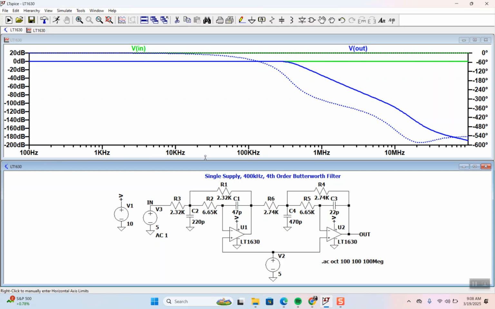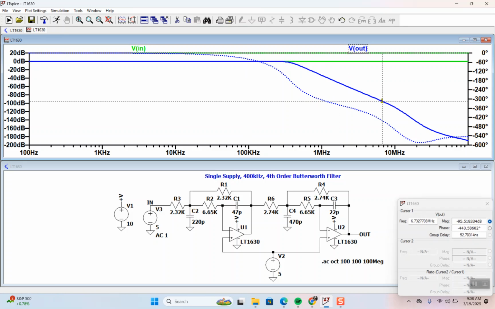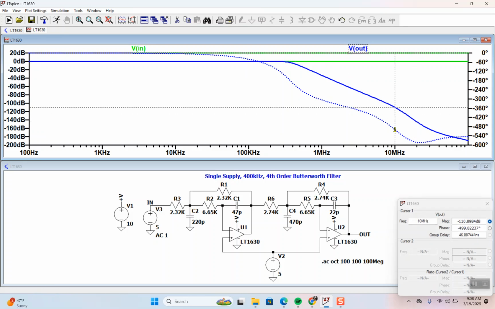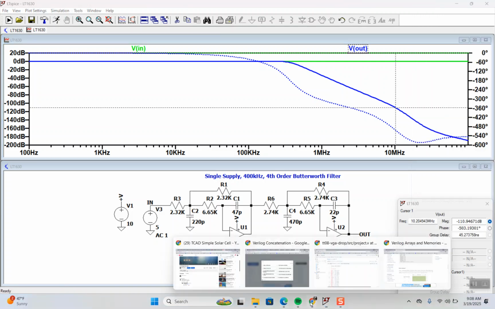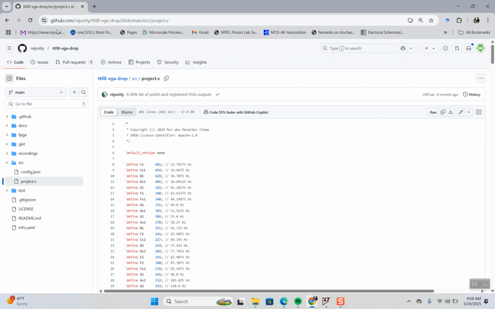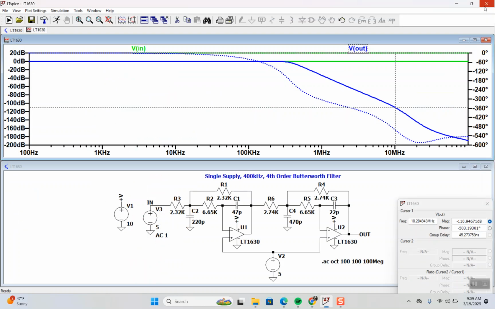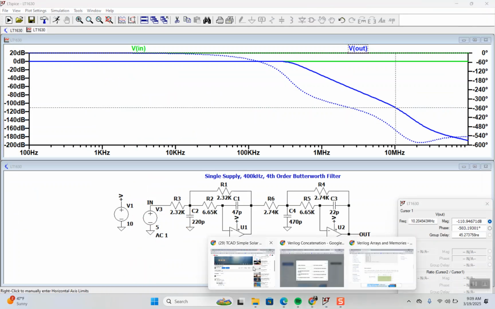Now, out by 10 megahertz, let's just say 10 megahertz. The gain is minus 110. All right. So don't get excited about digital design just because it's there.